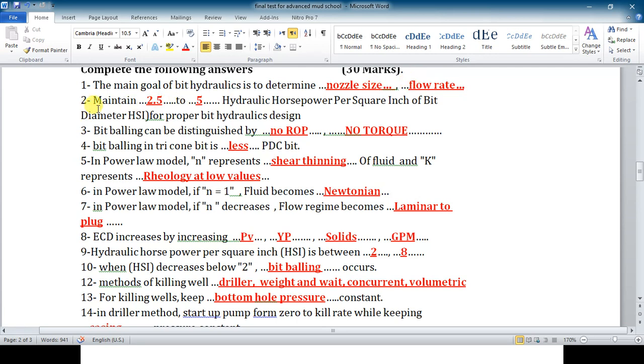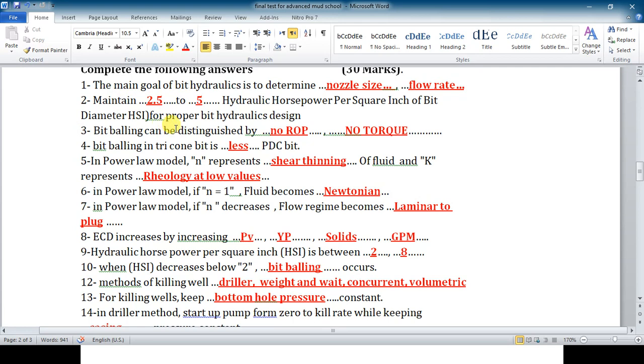Number two, maintain the hydraulic horsepower per square inch, or HSI, for the bit. What is the value for it? It can be maintained from 2.5 up to 5. Why? In order not to make washout if it is more than 5, or make bit balling if it is less than 2. So we maintain the value between 2.5 up to 5.